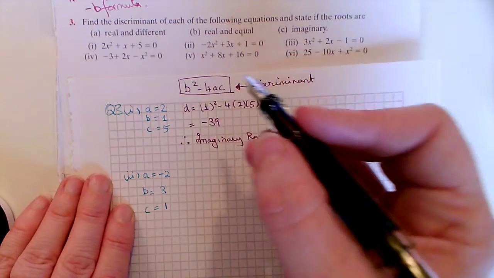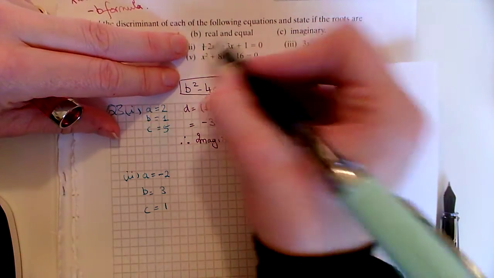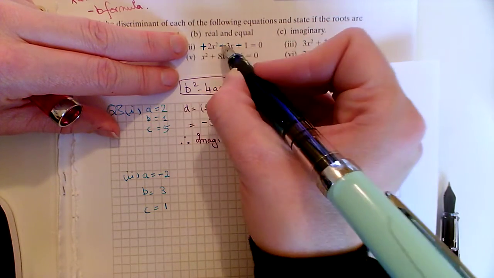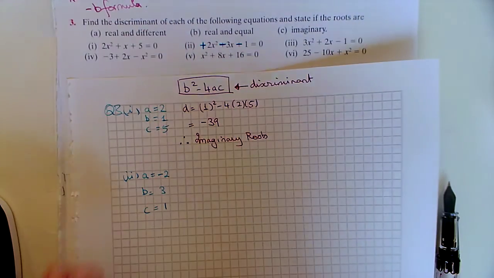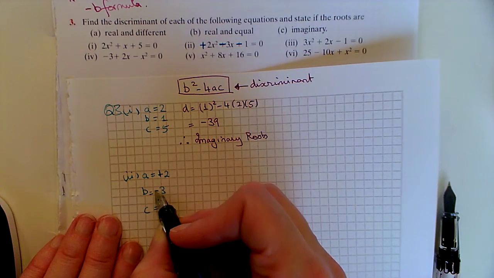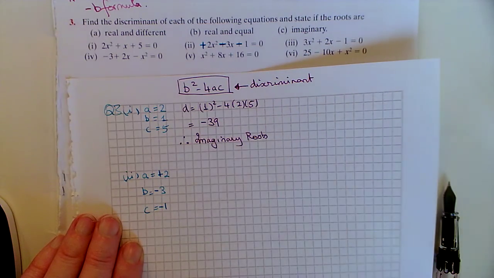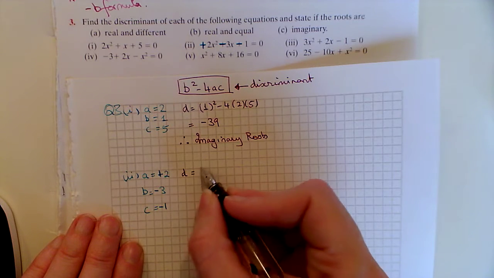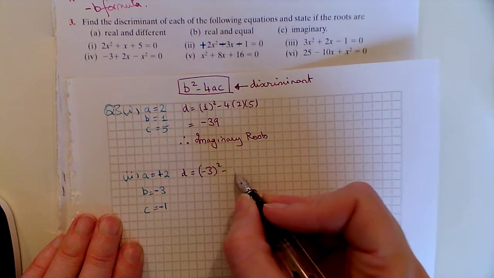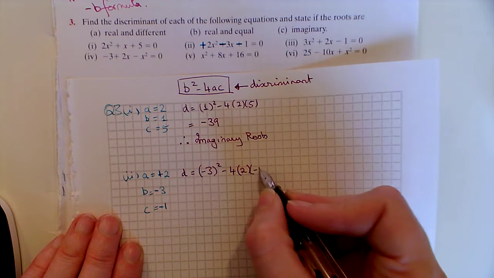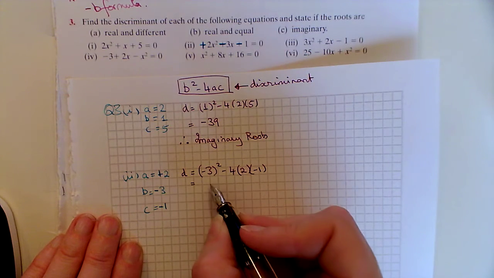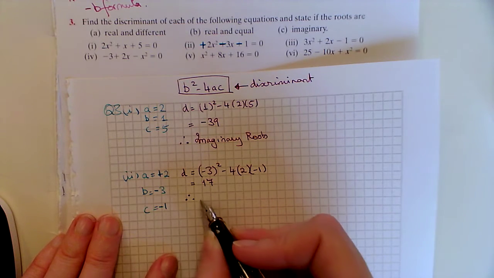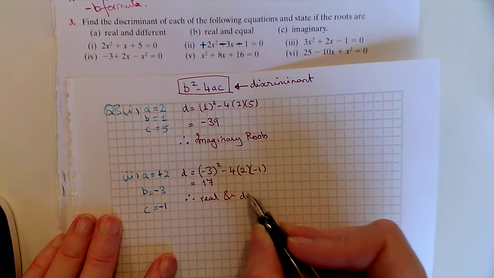I'm just thinking, do you know what? Let's change the signs. Let's do it the way that we're used to seeing it. There's a minus there and a minus there. So this becomes plus, this becomes minus, and this becomes minus. Plus, minus, and minus. We should get the same answer either way. Let's just make it more familiar to ourselves. So we have b squared minus 4 by 2 by minus 1, and that gives us 9 plus 8, which is 17. So we have real and distinct, real and different.